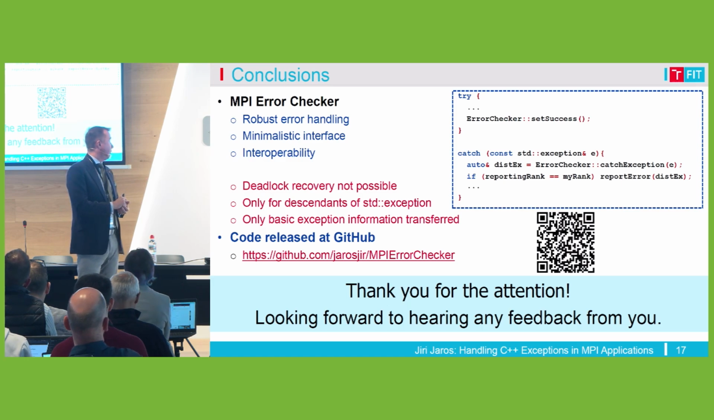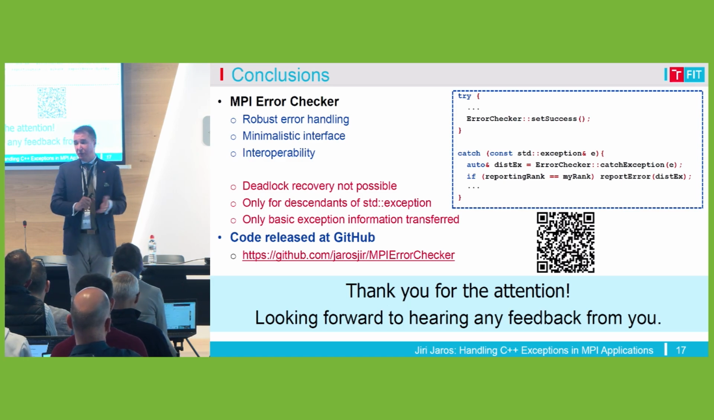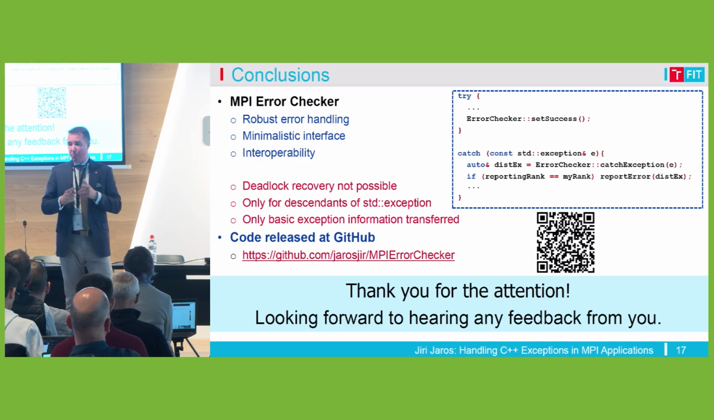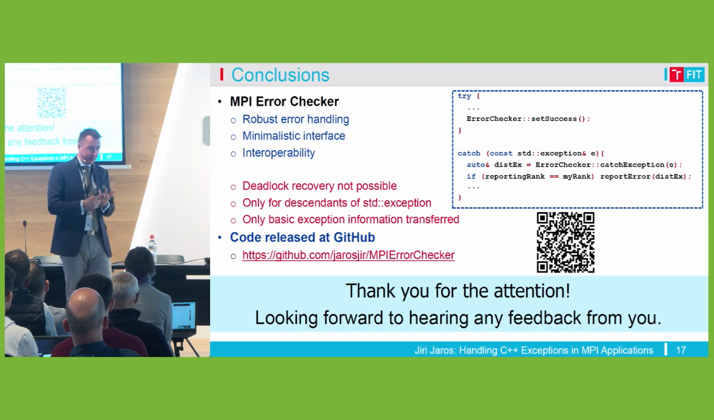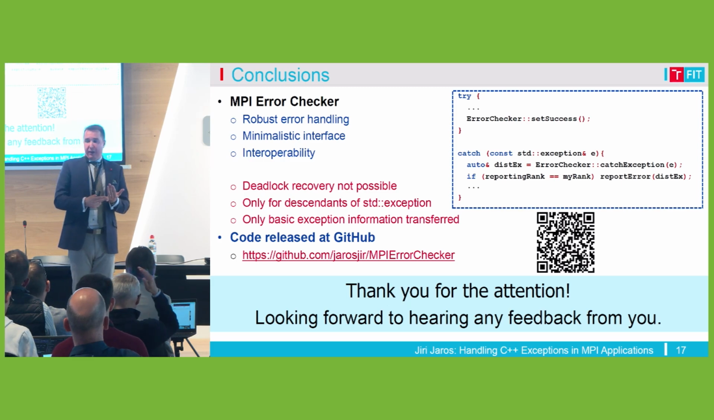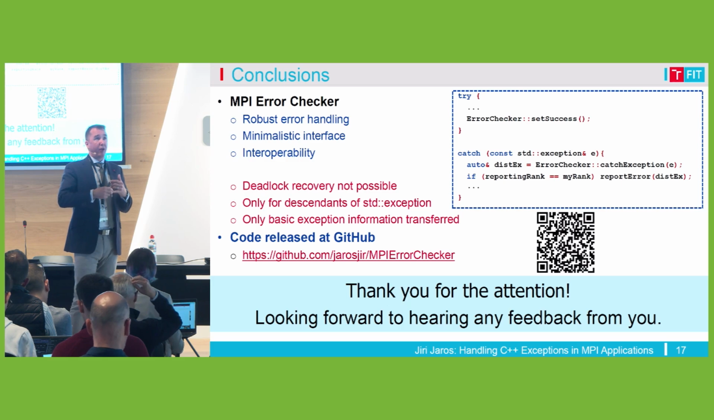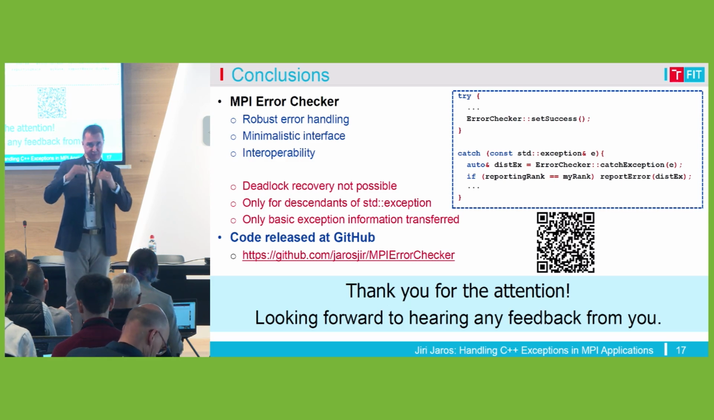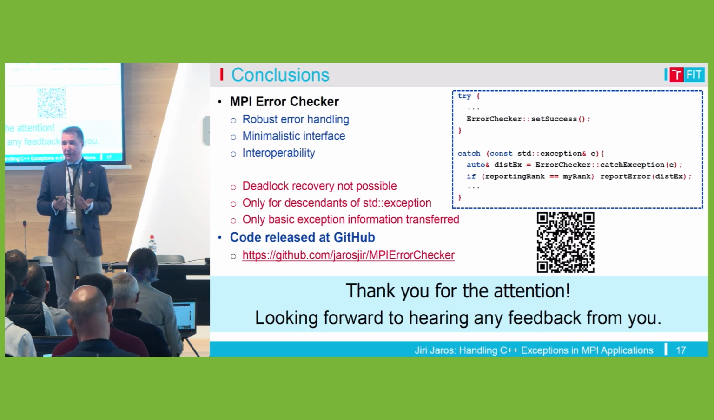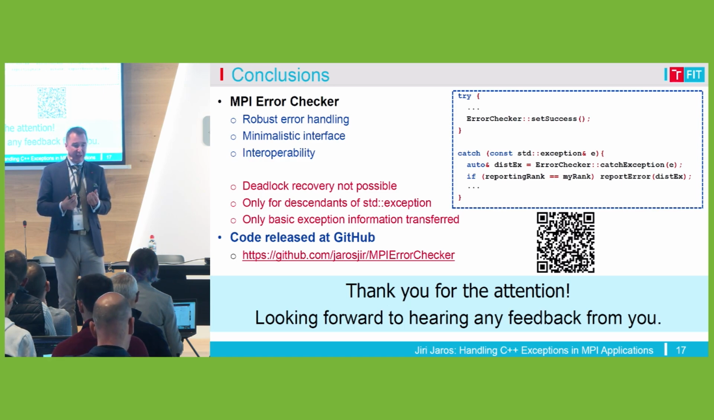So basically, the code is publicly available on GitHub, so you can download it, you can use it. And what I would like to say as a take-home message is that this MPI error checker has a very simple interface. It has good interoperability between your code, different versions of the MPI, and third-party libraries. It can correctly terminate the application even under the deadlock. But what we can't do at this moment is the deadlock recovery, because we cannot somehow terminate blocking barriers and things like this. Okay, that's all.